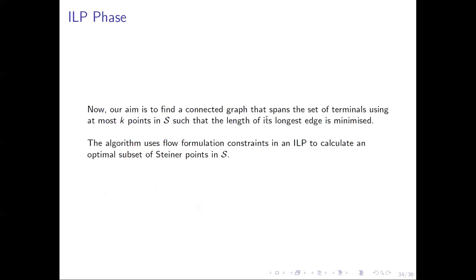So once you have that, in the ILP phase, the next phase, our aim is to find a subset of the Steiner points that actually belong to a minimum KBST, that are part of an optimal solution. To do this, we use an ILP, but this time we use a different set of constraints. We use a flow formulation constraint to find this optimal subset of Steiner points.